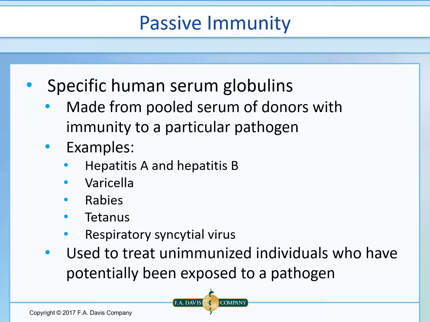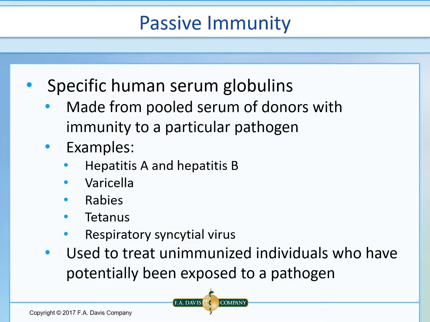Specific human serum globulins is the second type of preparation to transfer passive immunity. This is made from pooled serum of donors with immunity to a particular antigen. Specific human serum globulin preparations contain a high concentration of antibody against the pathogen or its product and are used to treat individuals who have been potentially exposed to the pathogen but have not been immunized. The potency of the preparation is ensured by determining the antibody titer through laboratory testing.